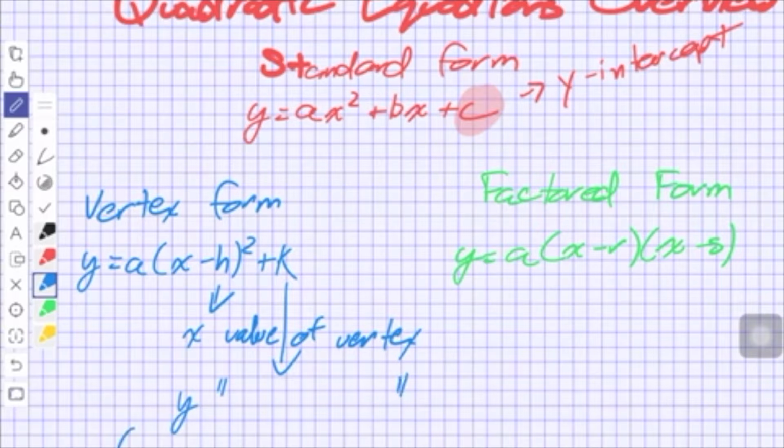In other words, sometimes I even write it like this: x with a little subscript v. All that means is the x value of the vertex and the y value of the vertex. If I ever write it like that, that's all I'm referring to.